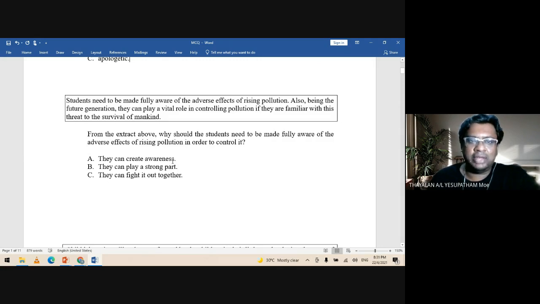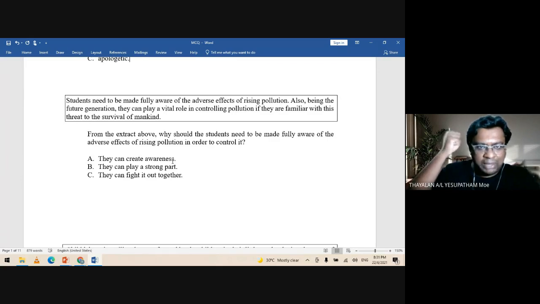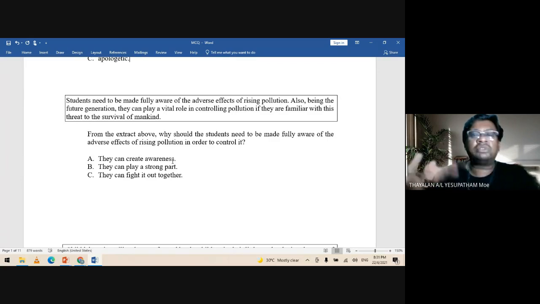Option A, they can create awareness. Option B, they can play a strong part. Option C, they can fight it out together. All three answers are correct. Okay, now let's look at the text and let's look for the clue. You see, all these questions you cannot find anywhere because I wrote all these questions. So when I make a question, I would have something in my mind as a clue and also as a trap. So this is where the HOTS element kicks in.